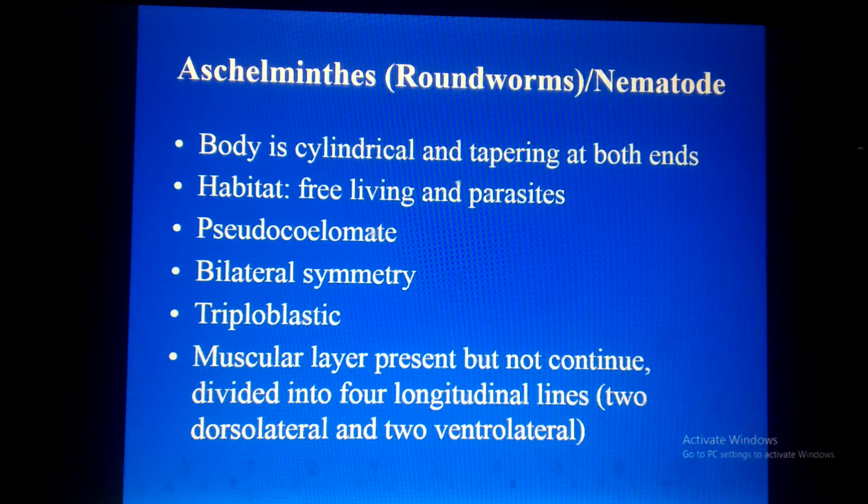And the old name of the Aschelminthes roundworms is nematoda. They are known as nematodes. Aschelminthes, which are roundworms, the old name of this phylum is nematodes. Now I'm discussing some characteristics of these roundworms. Their body is cylindrical, as you can see here, tapering at both ends.